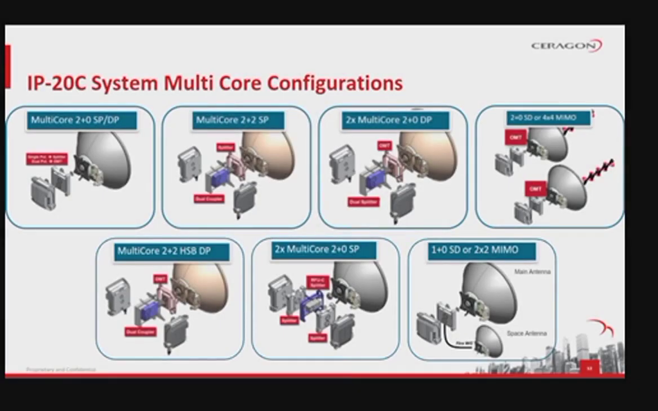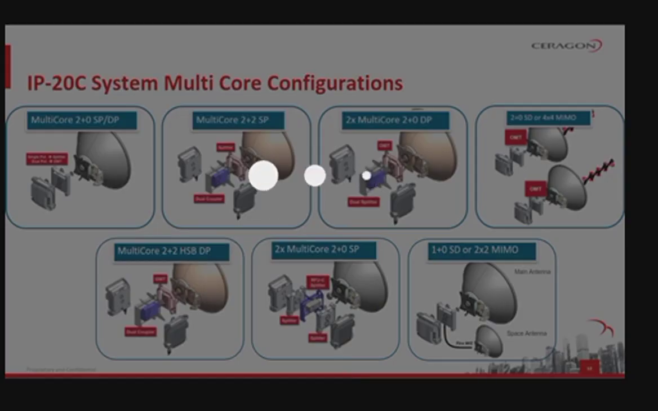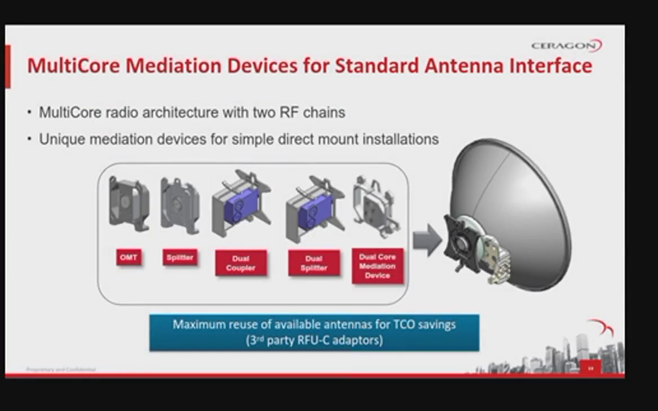Here is a list with all possible configurations, starting with multi-core 2+0 single polarization on the top left, and ending with 1+0 with space diversity on bottom right. Each setup shown here will be analyzed in the coming slides. But before going over each system configuration, let's highlight the available mediation device.